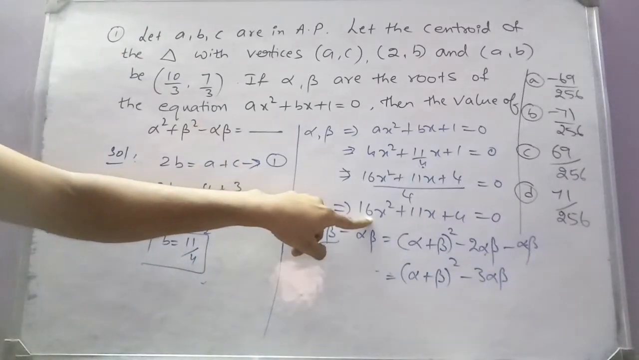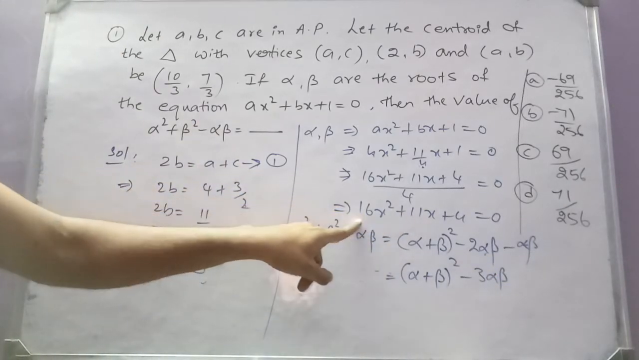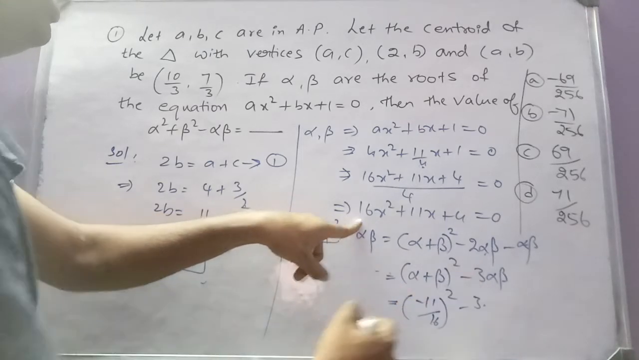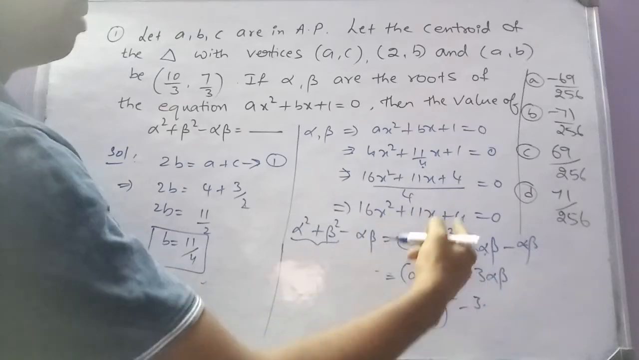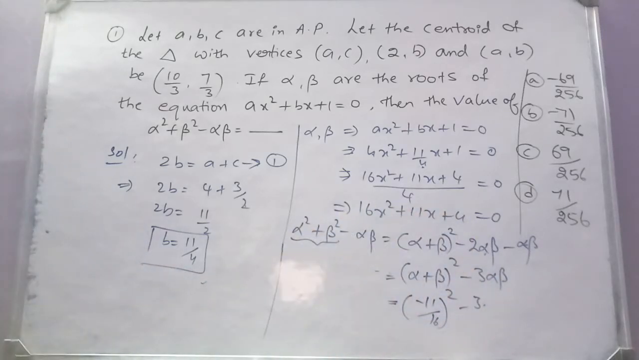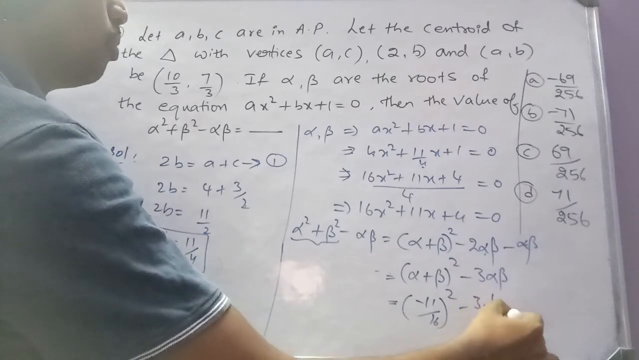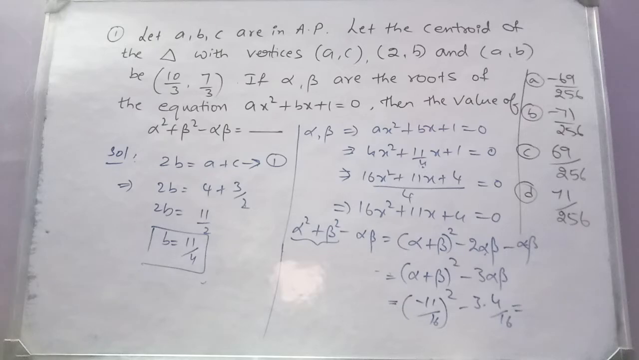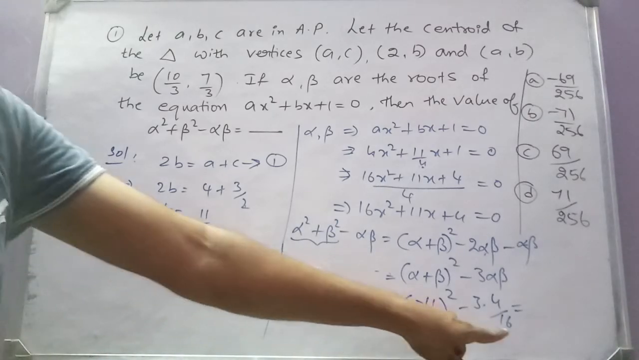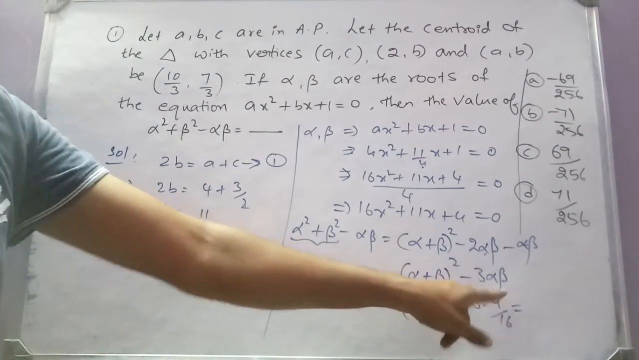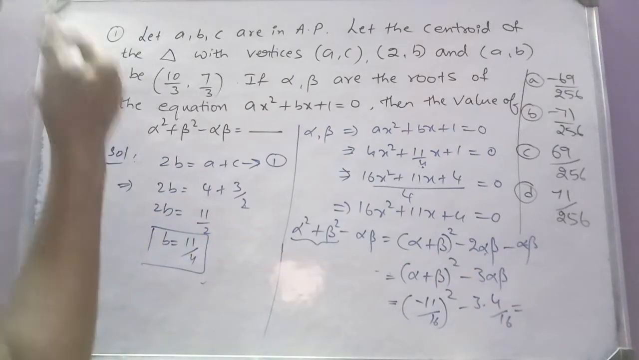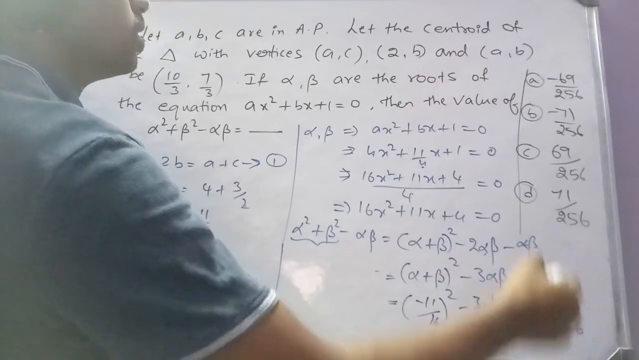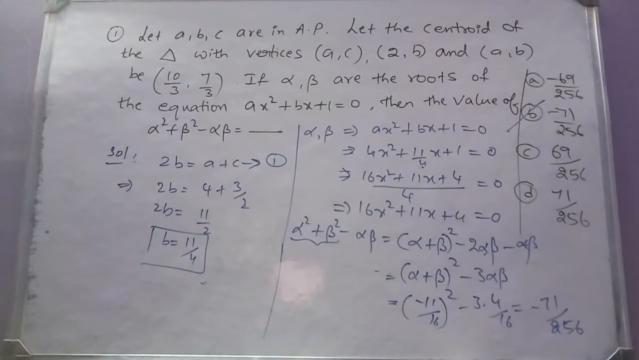Now from the quadratic equation, alpha plus beta is minus b by a. So which means minus 11 by 16 whole square minus 3 into alpha beta, which is c by a. C by a is what? 4 by 16. So solving this, you'll get the answer, I hope you can do this. Here the denominator is 256 and here 16. You can multiply denominator and numerator with 16. Solve it, you'll get the answer as minus 71 by 256. So you'll get the second option, minus 71 by 256.